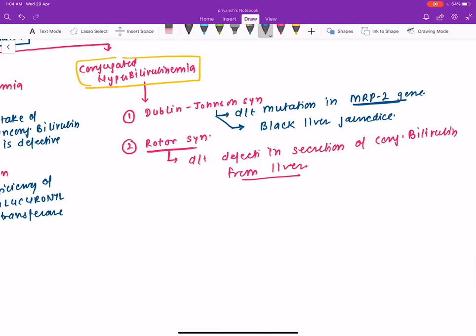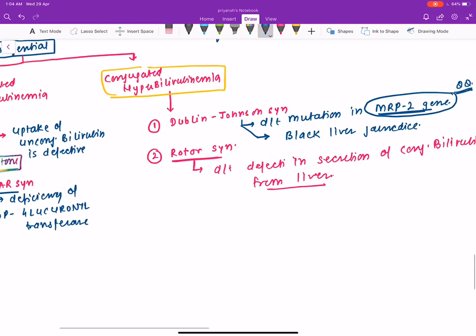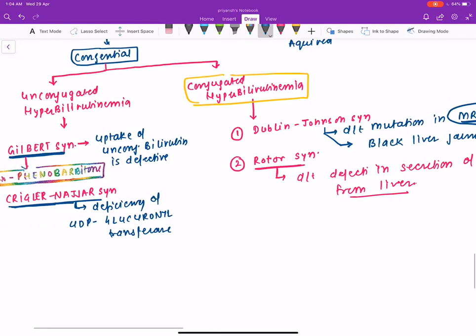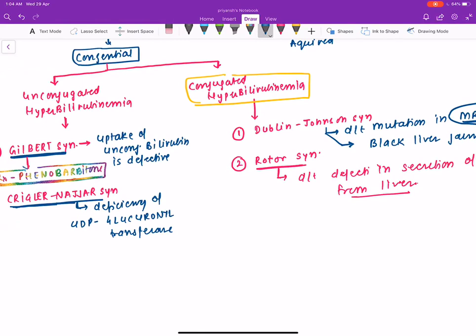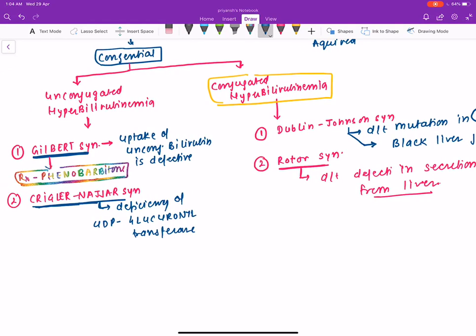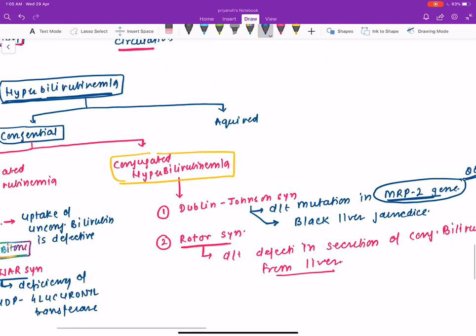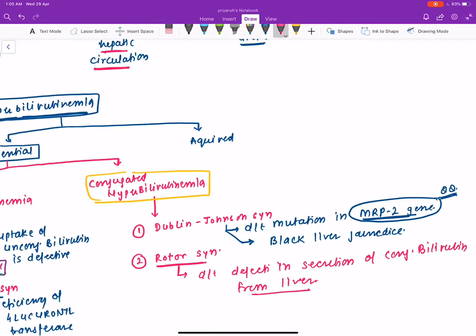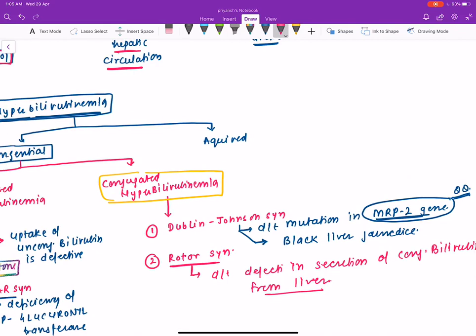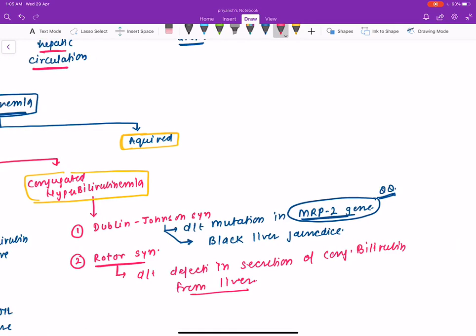So the important question is, Dubin-Johnson syndrome is due to mutation in which gene? It is due to mutation in the multidrug resistance protein, that is the MRP2 gene. So these are the causes of conjugated and unconjugated hyperbilirubinemia. These are the four syndromes: Gilbert, Crigler-Najjar, Dubin-Johnson and Rotor syndrome. Coming to the acquired causes of hyperbilirubinemia, what are the acquired causes of jaundice? Hyperbilirubinemia means jaundice. So which are the acquired causes that can lead to jaundice?